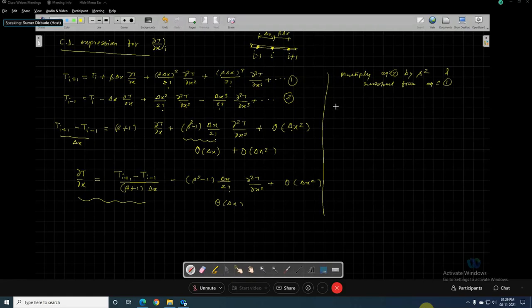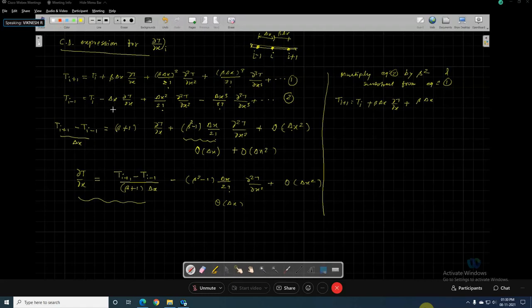So we'll do that. We will write it again, Ti plus 1, Ti plus beta delta x del t del x square. Sir, in the previous step, del t by del x, how are we getting that beta plus 1 in the denominator, sir? We are subtracting this, right? Yes, sir. We are subtracting equation 1 and 2. So here beta delta x minus minus is plus. So beta plus 1 delta x, isn't it?